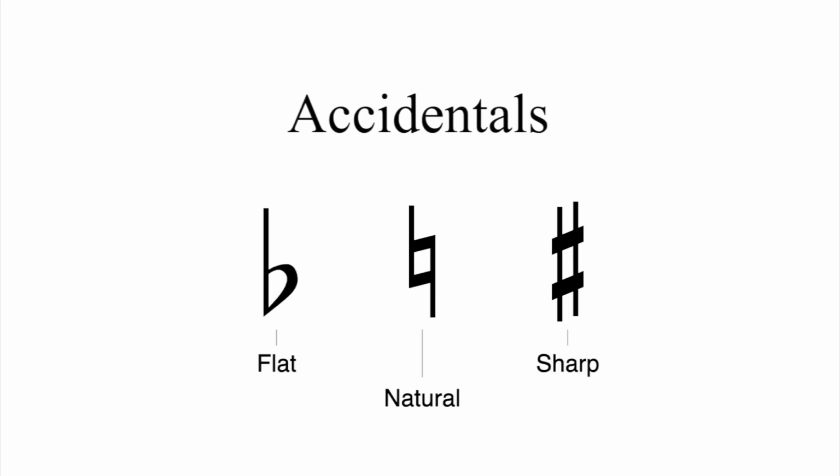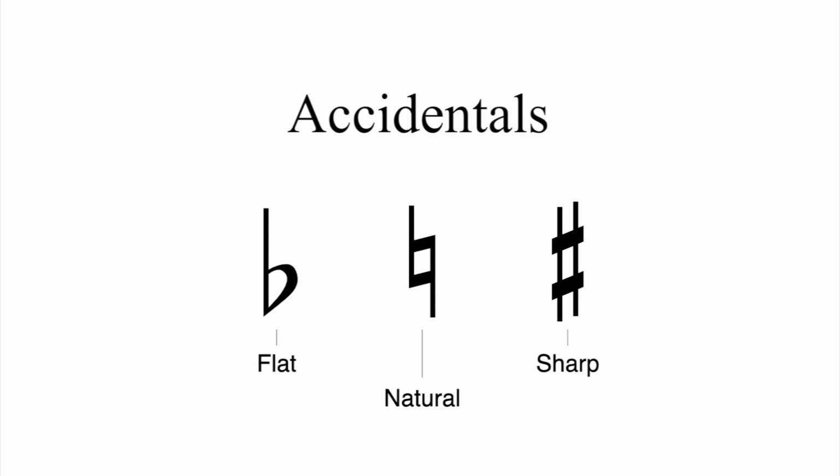Okay, so let's move on to accidentals. Accidentals are the symbols we see before the notes. If we see a flat sign before a note, then this lowers it down a semitone. And if we see a sharp before a note, the note goes higher by a semitone.